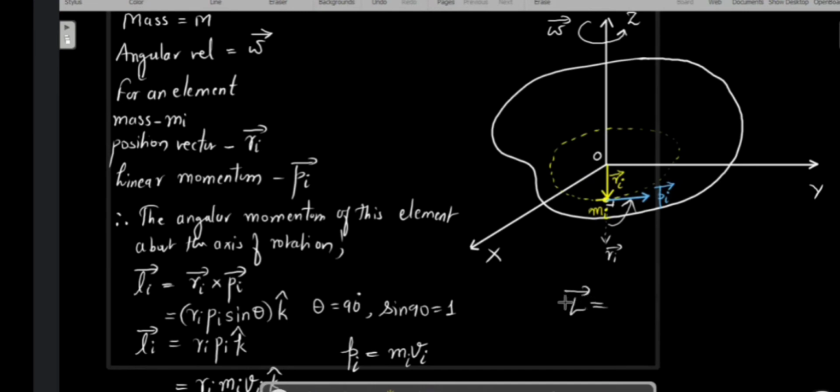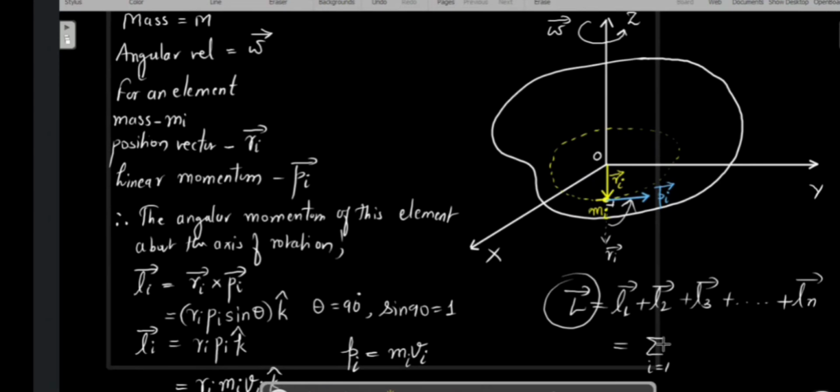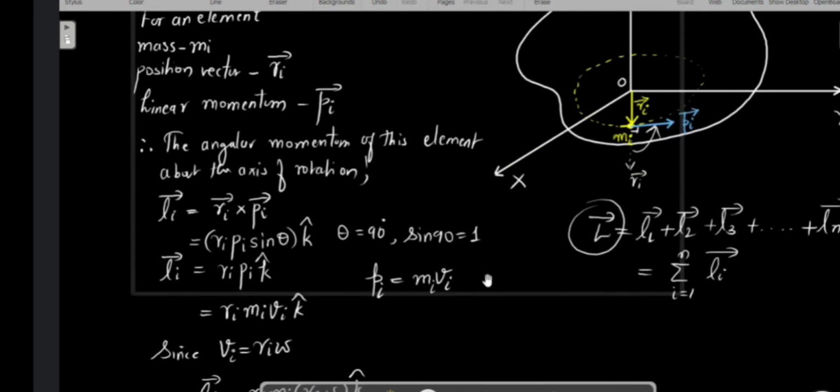So the total angular momentum of the rigid body will be equal to the angular momentum of the first particle plus the angular momentum of the second particle plus that of the third particle, and so on, up to that of the nth particle. So the vector sum of individual angular momenta will give me the total angular momentum, which I can write as summation i equals 1 to n of Li vector. I'll go on adding them, right? So I can write this as the total angular momentum.